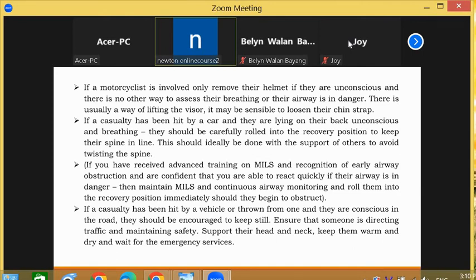The motorcyclist: only remove their helmet if they are unconscious and there is no other way to assess their breathing. There is danger in the airways. There is usually a way of lifting the visor. It may be sensible to loosen the chin strap.